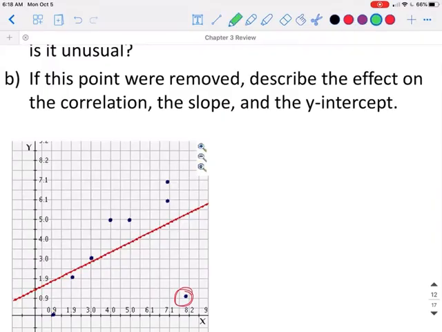Because this point is so far away from that line, it is making the correlation smaller. If we were to remove that point, our line would most likely come this direction through those points. Now we can see all those points are much closer to the line, so the correlation would increase. The slope of our line is steeper now, so the slope would increase, and our intercept went from intercepting up here at the red down to the green, so the y-intercept would decrease.